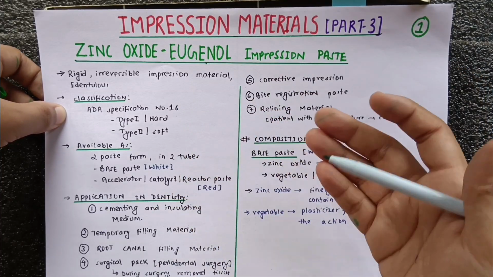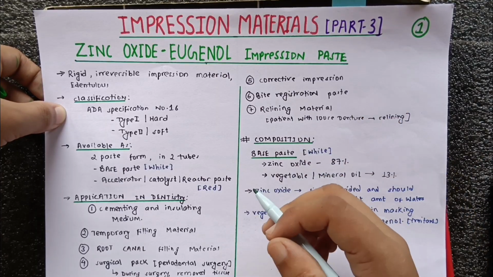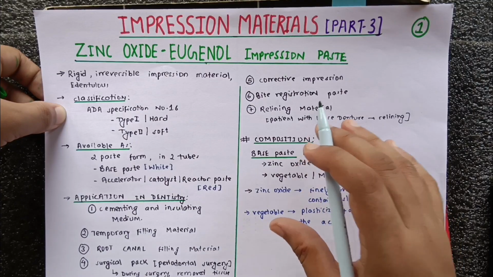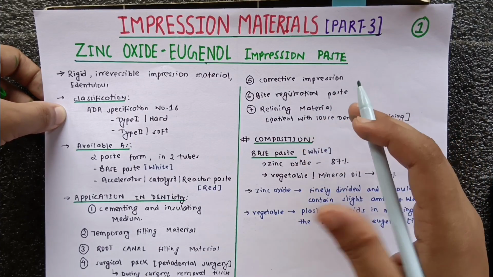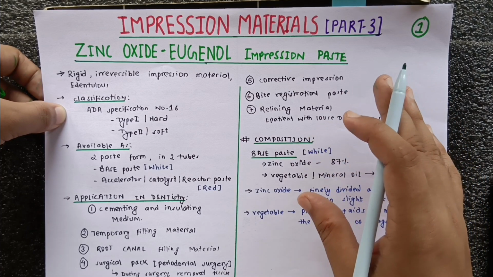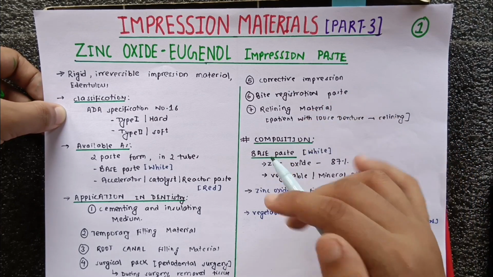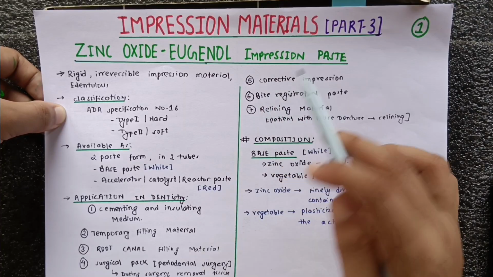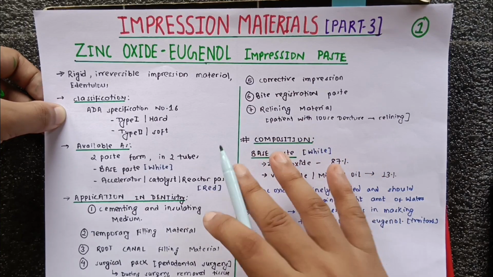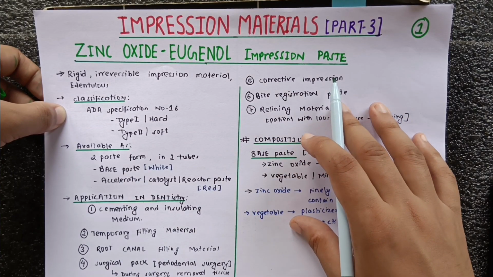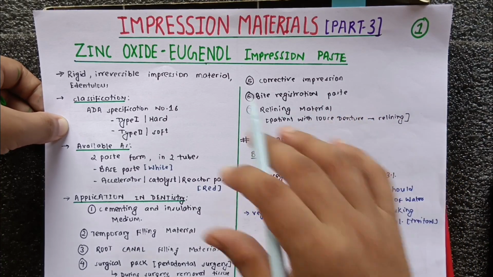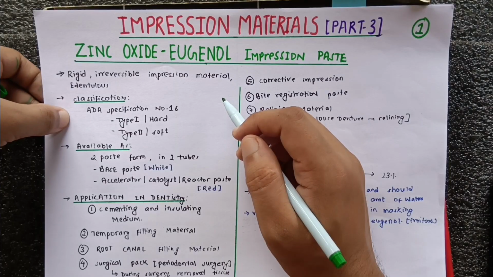In the previous video, as you know, we discussed the impression compound. In that second video of this impression material series, we discussed everything properly: classification, application with its manipulation, setting reaction, every aspect. In this video, in a similar pattern, we will be covering zinc oxide eugenol impression paste. So you should concentrate properly and listen to me. Without delaying much, let's get started.